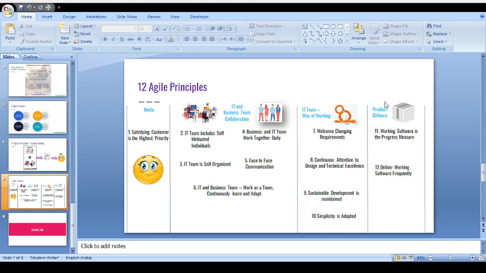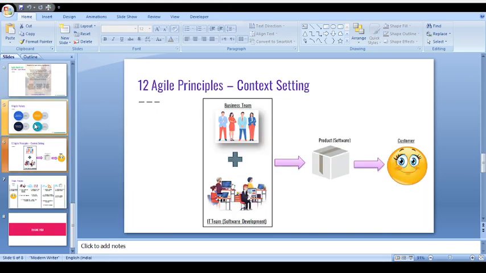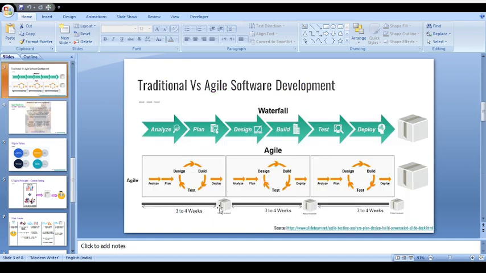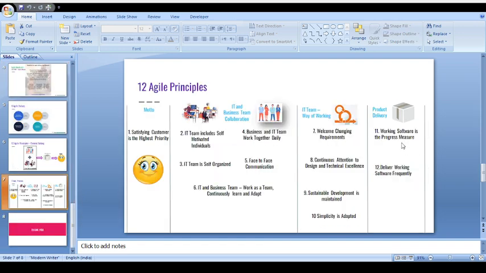And with respect to delivery, as we are always discussing, the working software will be given to the client team after every 3 to 4 weeks. This increment can be directly deployed at the client place. So instead of waiting for 3 months, the increment given at the end of 3 to 4 weeks can be directly deployed at the client site. Working software is the primary measure, and the IT team will deliver working software frequently, once in every 3 to 4 weeks.